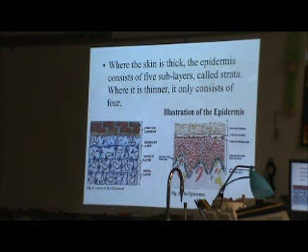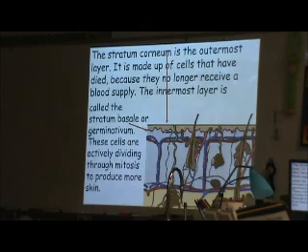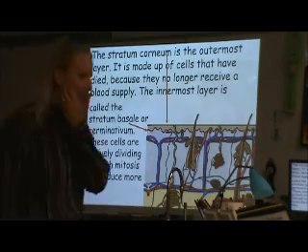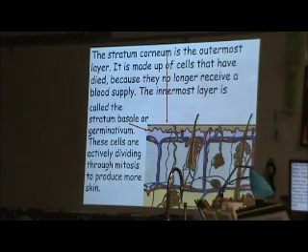We're going to take a look at each of these strata and figure out what they are, what they do, and why they're there. Okay. The outermost layer, the stratum corneum, consists of dead cells.